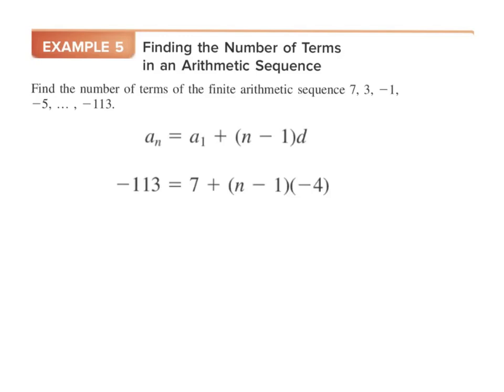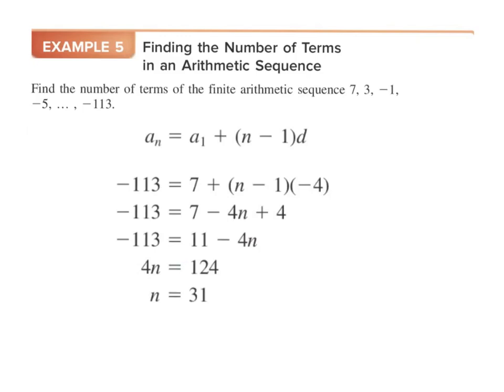All right, so we're going to distribute this negative 4. So that's negative 4n plus 4. Combine like terms. 7 plus 4 is 11. Now I'm going to subtract 11, divide by negative 4. Or we're going to flip the sides too, I guess. So 4n equals 124, or if you just subtracted 11, you'd have negative 4n equals negative 124. And divide both sides, and you get n equals 31. Okay, so that means there's 31 terms.